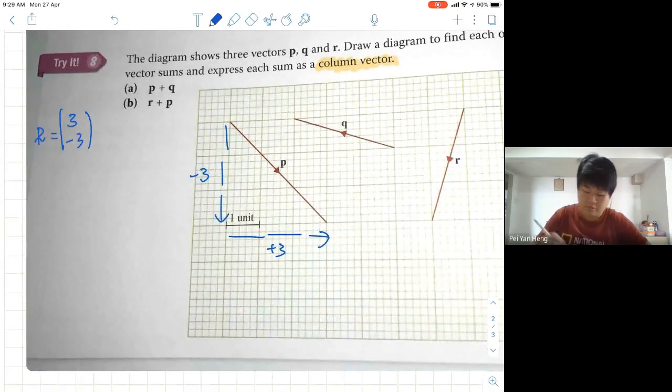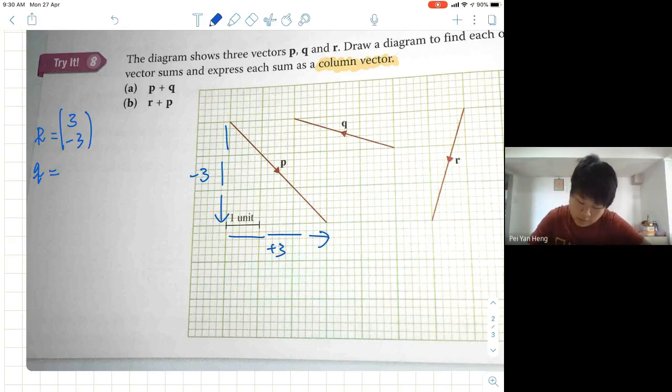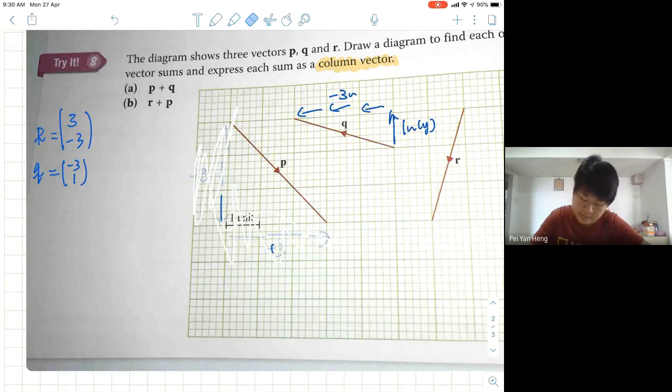Just to quickly go through the column vectors for each of them, Q would be, you're going up 1 unit, so this is the y value, and then you are going to the left by -3. So this is -3, 1. I'm just going to erase all of them because we need to draw later.